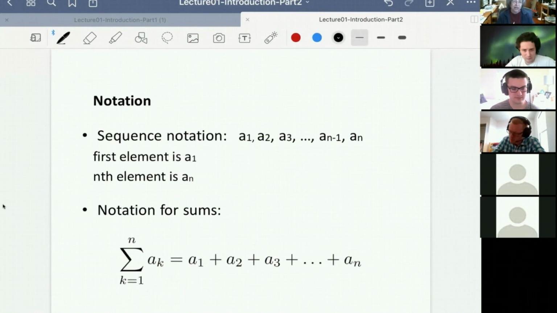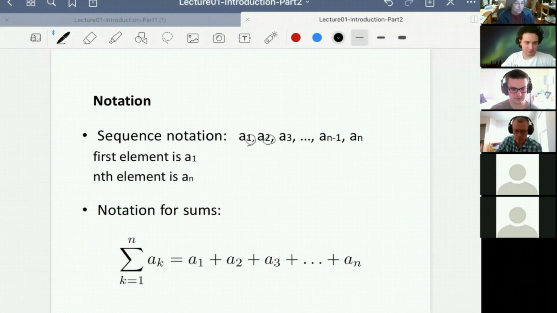What's the notation? The notation for this is just the place in the sequence denoted by a subscript that follows the letter telling you what the element of the sequence is. Usually the first element is A1, but sometimes people start counting from A0.